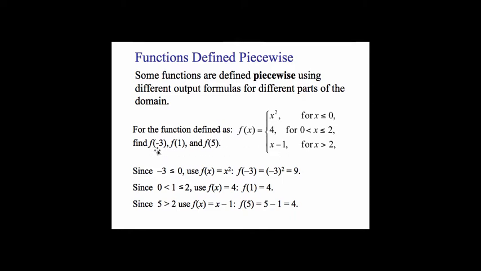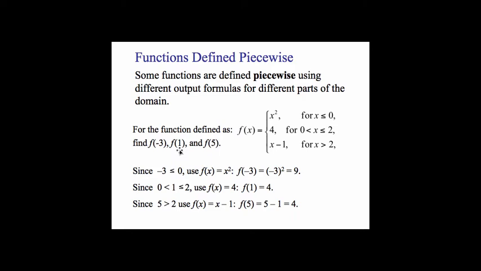So if we're trying to find f of negative 3 and f of 1 and f of 5, we have to see where it fits in here. So for the first one, f of negative 3 is less than 0. So we plug that into here. Okay, so we get negative 3 squared, which is 9.